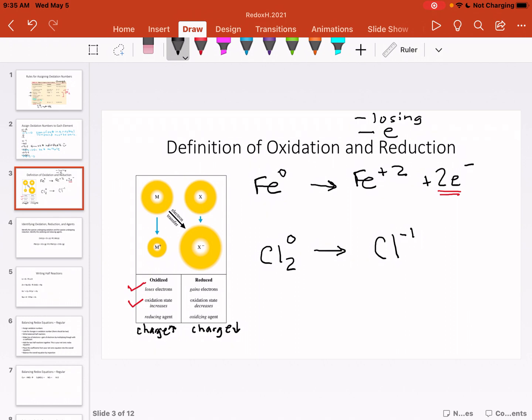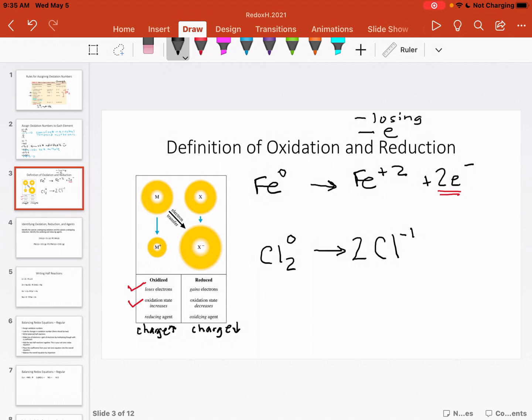My half reaction for iron was already balanced according to mass because I had 1 iron on both sides. But what you will notice with chlorine is that I have 2 chlorines on the left and I have 1 on the right. So I need to balance this half reaction with a coefficient in front of that chloride ion. So I'm now balanced according to mass. Next, I have to consider balancing according to charge.